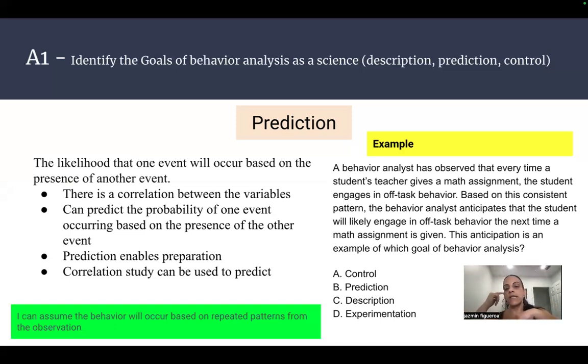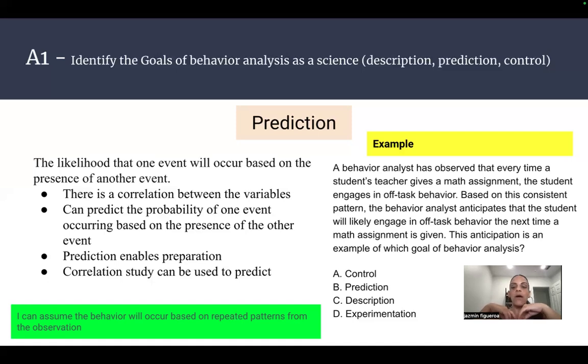A behavior analyst has observed that every time a teacher gives a math assignment, the student engages in off-task behavior. Based on the consistent pattern, the behavior analyst anticipates that the student will likely engage in off-task behavior the next time a math assignment is given. This anticipation is the example of which goal?